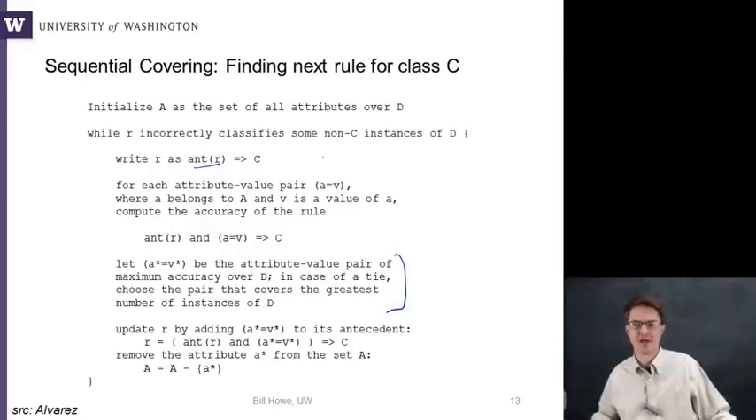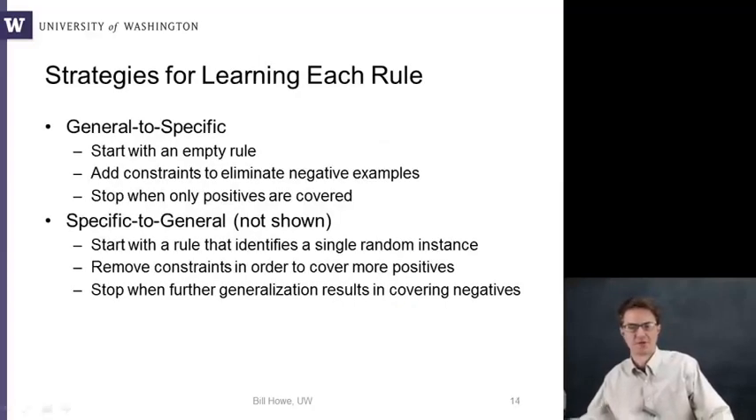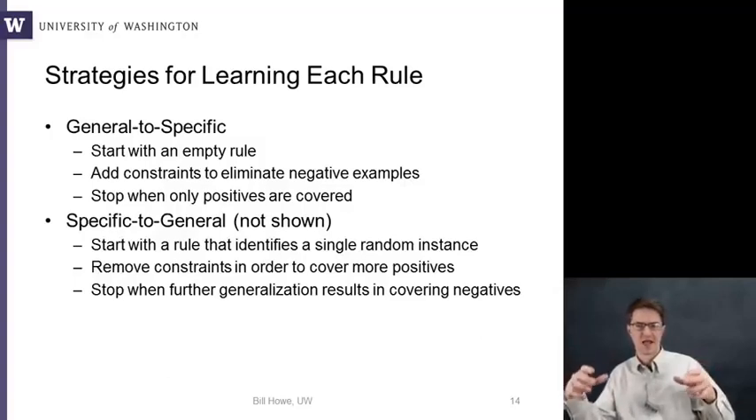Okay, so in this case we started from an empty rule and we incrementally added constraints until we stopped incorrectly classifying some negative examples. But you can do it both ways. So there's a couple different strategies here. One is to go from general to specific as we just did, which is start with the empty rule and add constraints to eliminate negative examples and stop only when all you have left are positives. But you could also imagine going specific to general, which is starting with a particular instance and constructing a rule that exactly specifies that particular instance, right? So it has a constraint for every attribute and uniquely describes that one data point. And then you could remove conditions one by one in order to try to cover more positive examples, and stop whenever you hit one that covers some negative examples. Okay, and then you move on to the next rule.